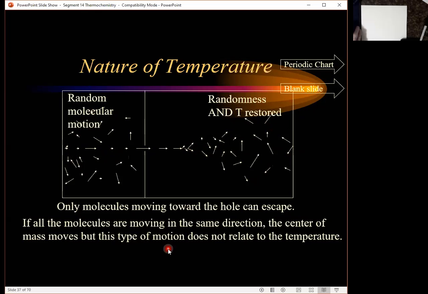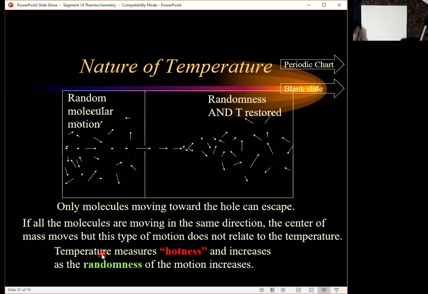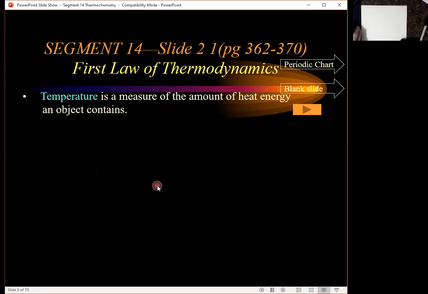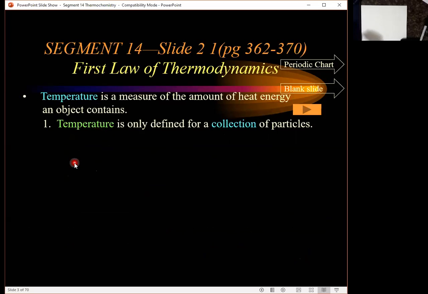Temperature is a measure of hotness, but the number increases as you increase the randomness of the motion of molecules. So it's the randomness of the motion of the molecules that determines temperature, and without it the particles have zero or near absolute zero temperature.